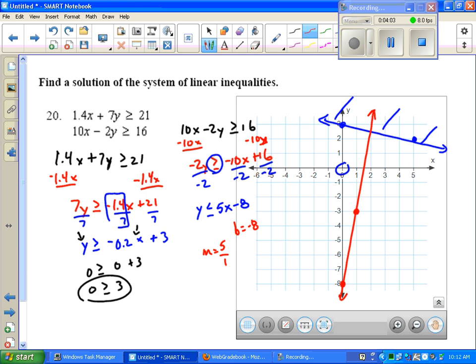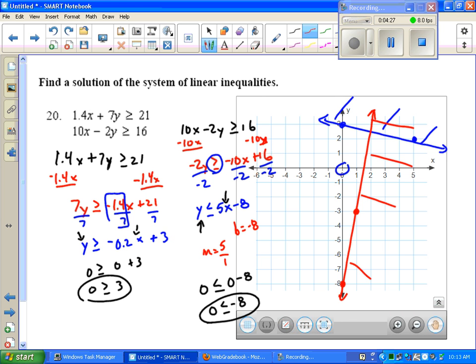Again, it doesn't pass through 0, 0, so we can pick that one. When you plug in 0 in place of y, you get 0 is less than or equal to 5 times 0, or anything times 0 is 0, minus 8. 0 is less than or equal to negative 8. You have to check the truth value of that statement. It's not less than or equal to negative 8, so everything on the 0, 0 side would be wrong, so everything on this side would be right.